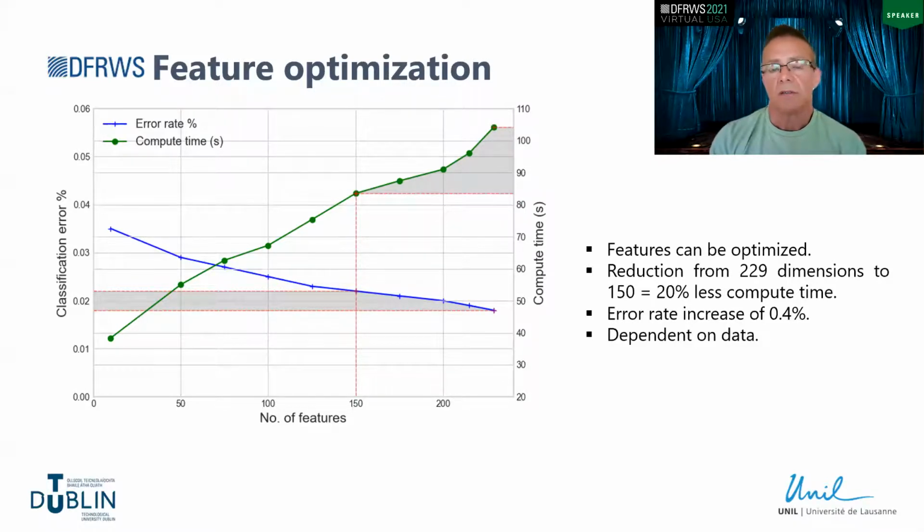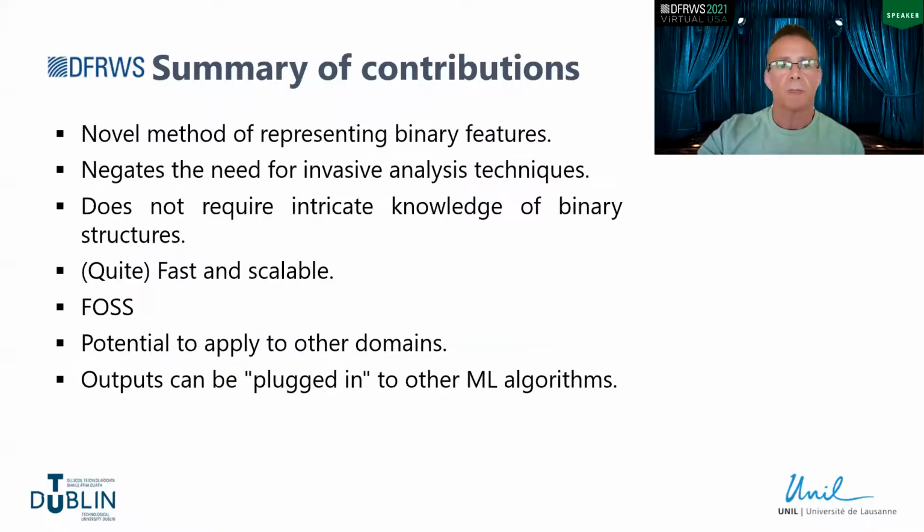So the significance of this is if we want to run this at scale and we have a large scale data set, then we may want to optimize the algorithm by lowering the features. And if we can afford a slight trade-off of an increase in classification error, then we can greatly optimize the algorithm at scale. Again, this is dependent on the data, so I don't have any information on other data sets, but for this particular data set, roughly, dropping the features down to 150 only had an increase of 0.4.